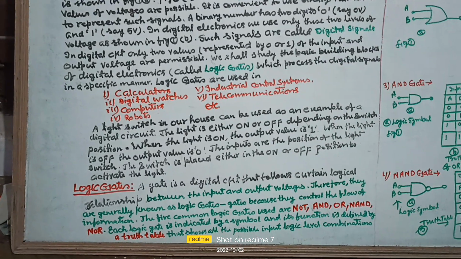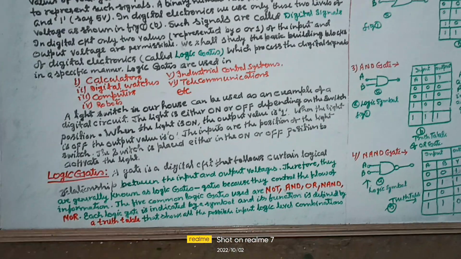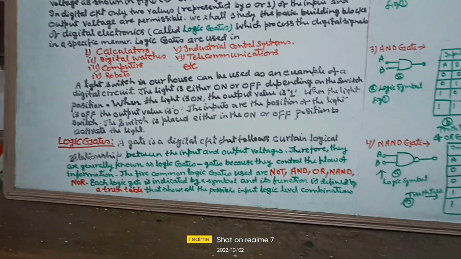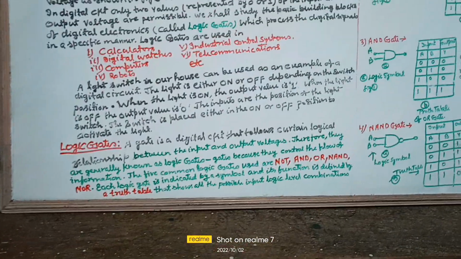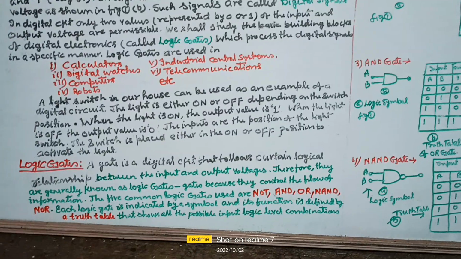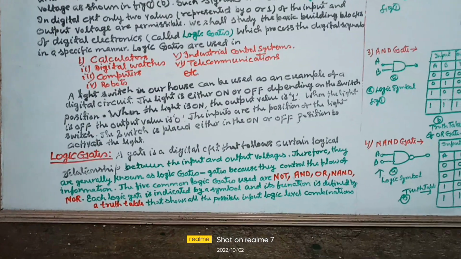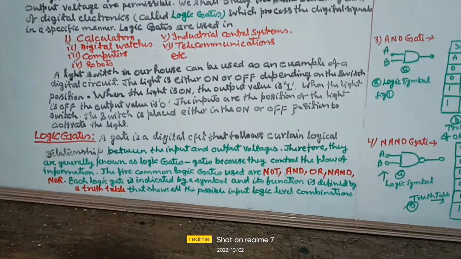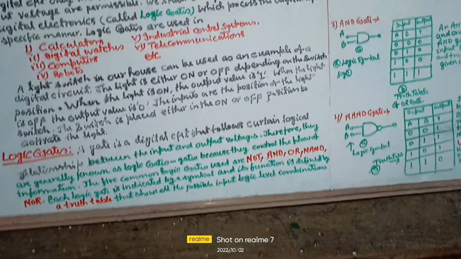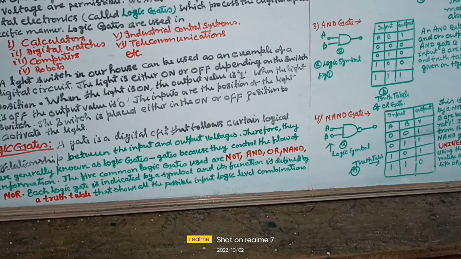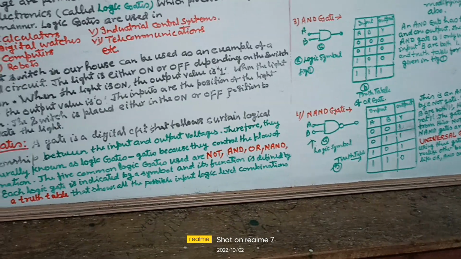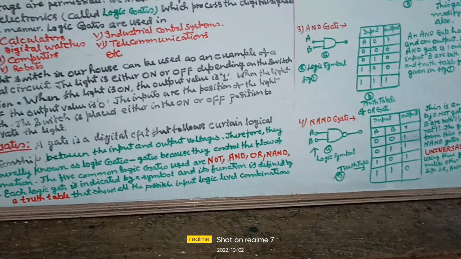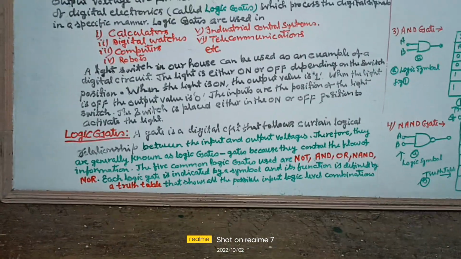A light switch in our house can be used as an example of a digital circuit. The light is either on or off, depending on the switch position. When the light is on, the output value is 1. When the light is off, the output value is 0. The input is the position of the light switch. The switch is placed either in the on or off position to activate the light.